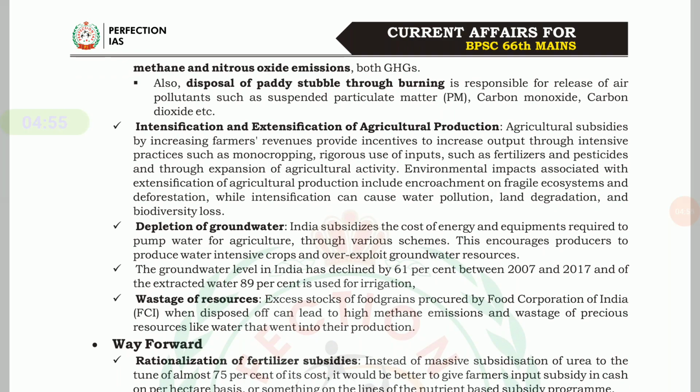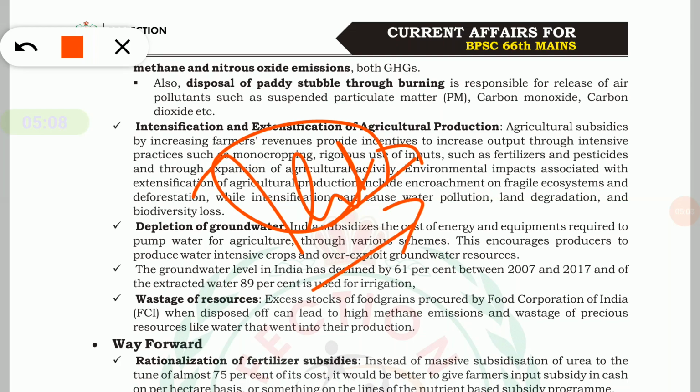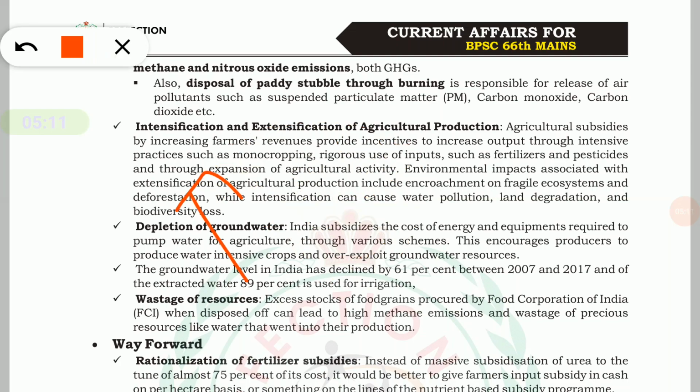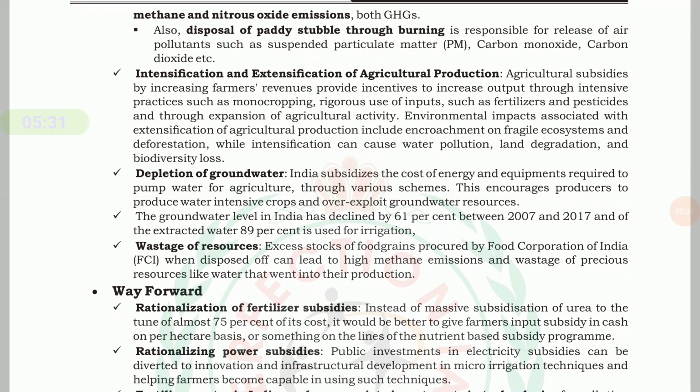Agriculture subsidies, by increasing farmers' revenue, provide incentives, and that is why agriculture production intensifies and extensifies. Since technology has not been used and awareness has not increased, only monetary subsidies, fertilizer subsidies and input subsidies have been given. What happens is they use the same old medieval methods, using more fertilizer than they need and more water than they need, which leads to extensification of agriculture production, and in the end to depletion of groundwater and wastage of resources.